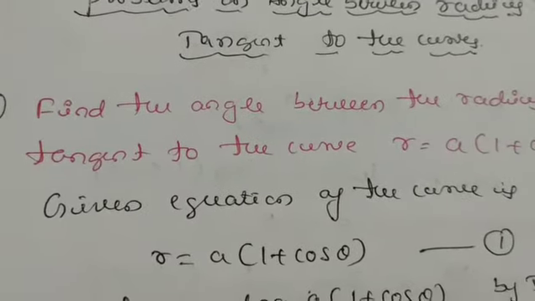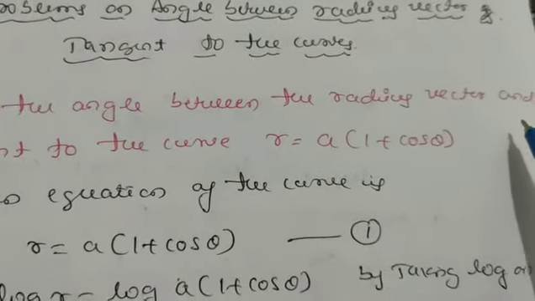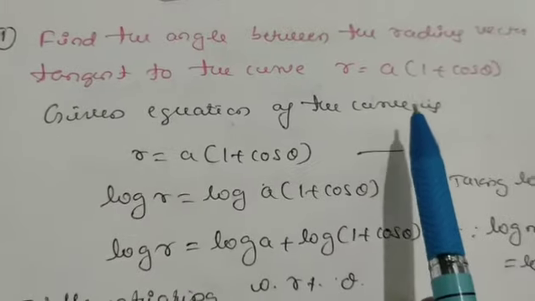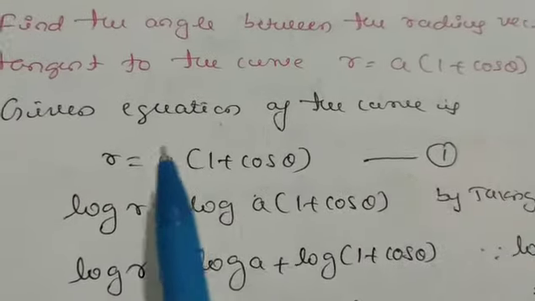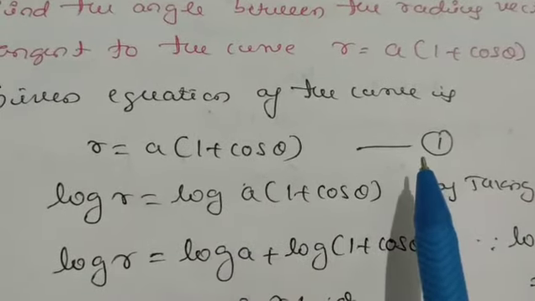Let us take one example here. Find the angle between the radius vector and tangent to the curve r equals a into 1 plus cos theta. So this is the given curve, r equals a into 1 plus cos theta. Take this as equation number 1.